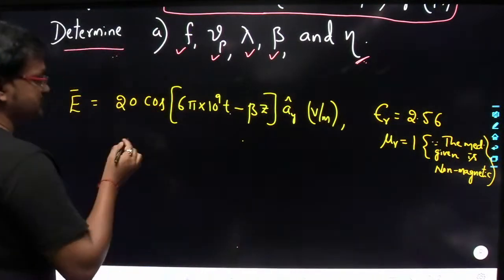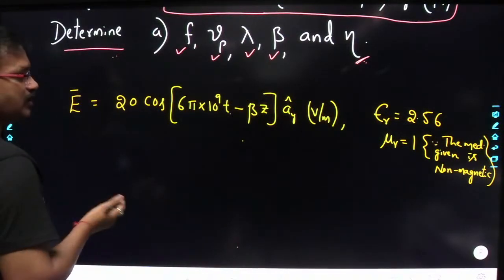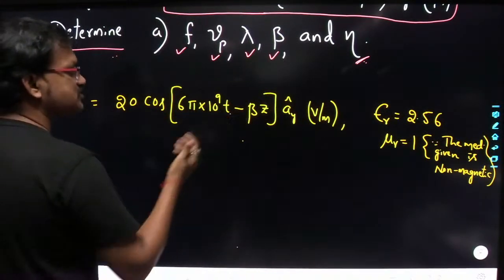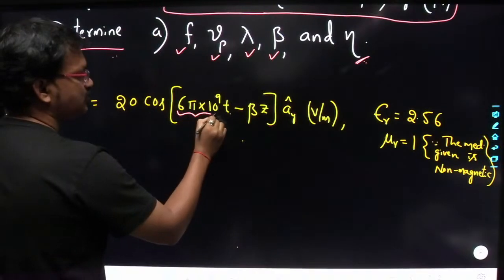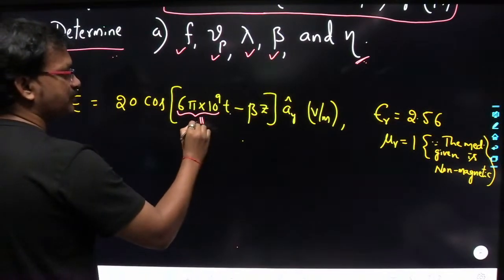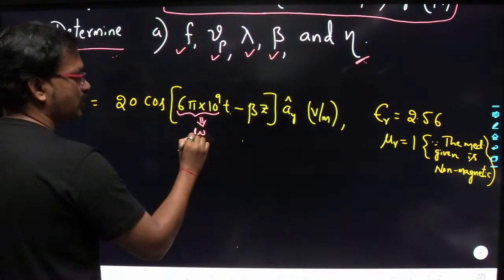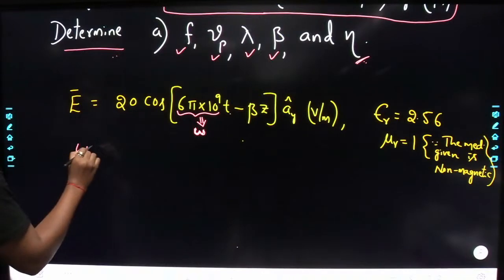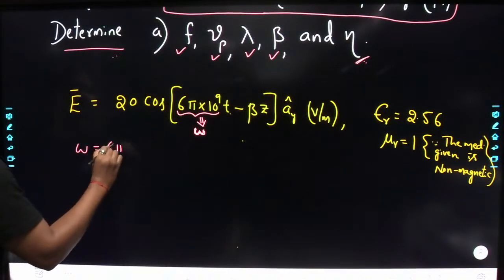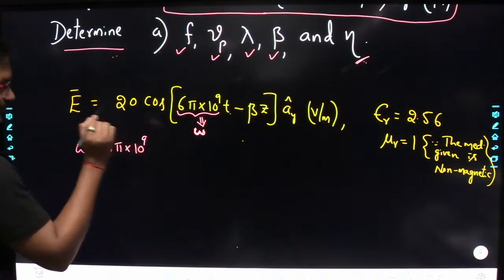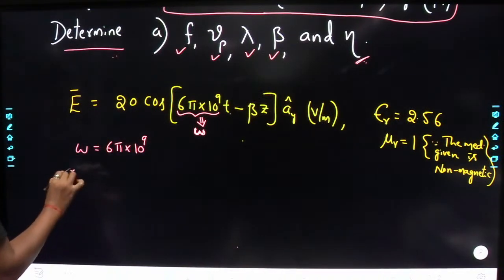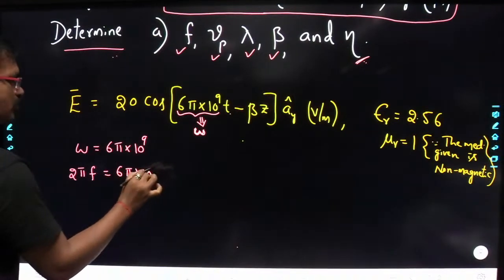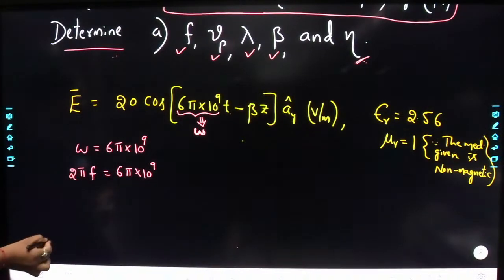Now see here, they have given the expression for the electric field: 20 cos of (6 pi into 10 to the power of 9 t minus beta z). This 6 pi into 10 to the power of 9 represents omega. Yes or no? So from here omega is equal to 6 pi into 10 to the power of 9. And omega I can write as 2 pi f, which is equal to 6 pi into 10 to the power of 9. From here you can easily determine the frequency.